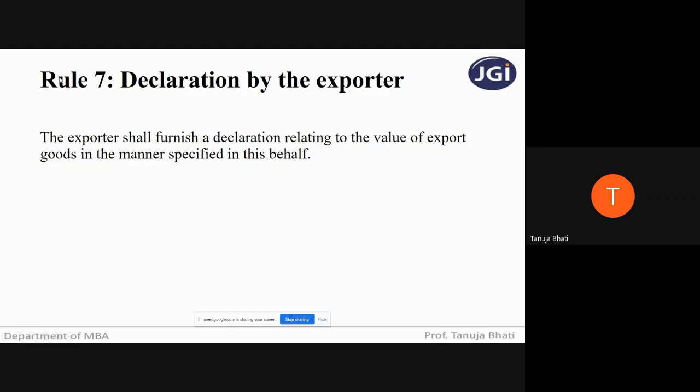Rule number 7, as I've already explained, is the declaration by the exporter. The exporter shall furnish a declaration relating to the value of export goods in a manner specified in this behalf. That means, as per whichever rule he is calculating the assessable value on which export duty has to be calculated, whatever value he is determining has to be first declared by the exporter and submitted to the customs authorities or proper officer. So that declaration happens as per rule number 7.